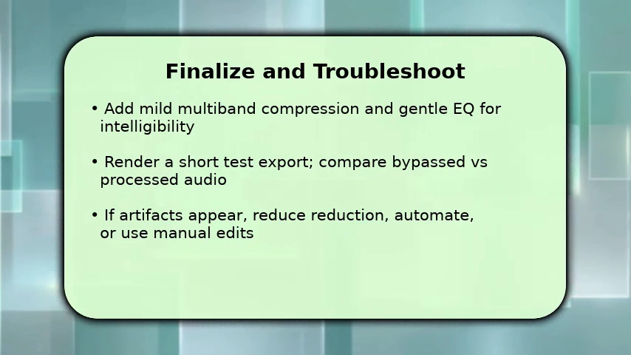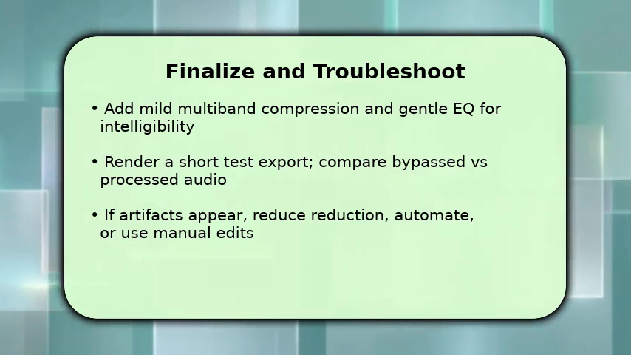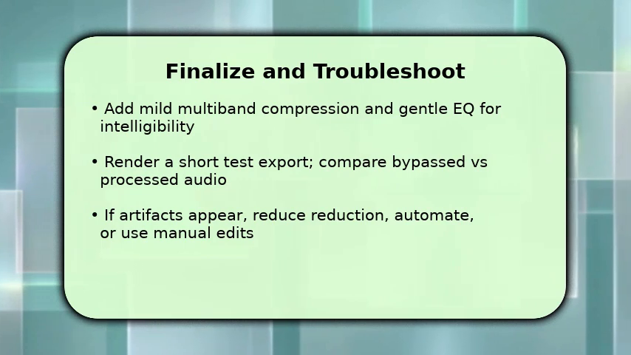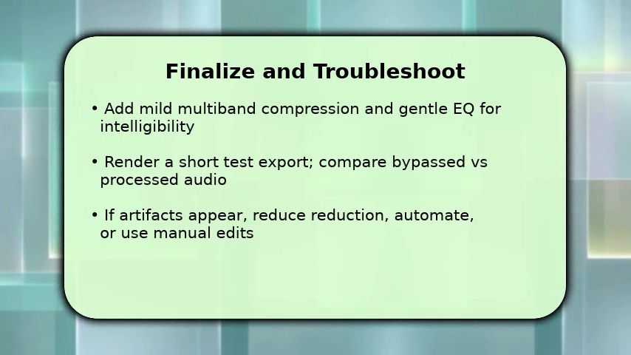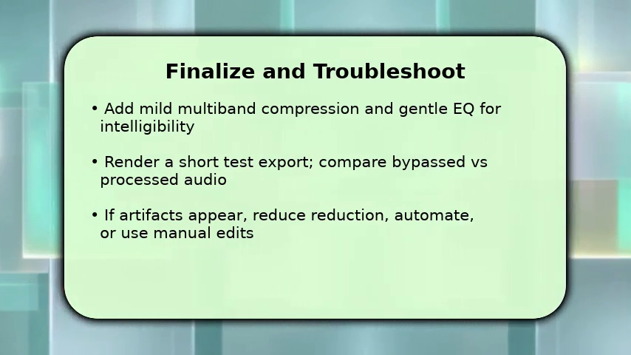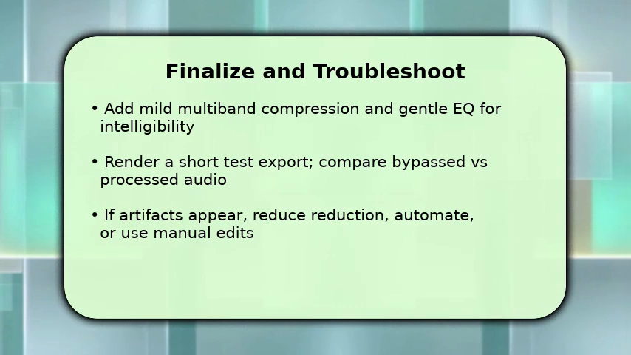If you hear artifacts like warbling or sibilant smearing, reduce the noise reduction amount and slow attack, or automate denoising only over noisy sections. Troubleshooting tip: if problems persist, cut to the cleanest takes and splice around loud words.